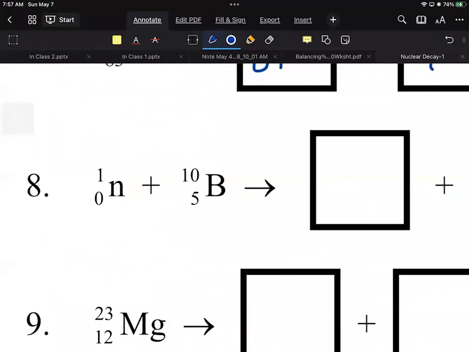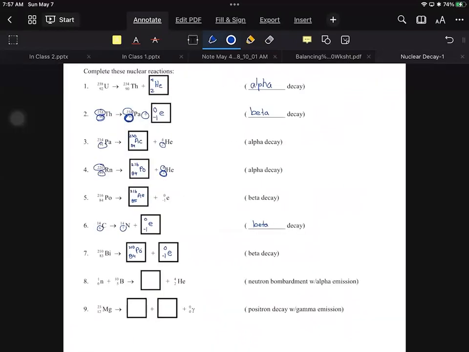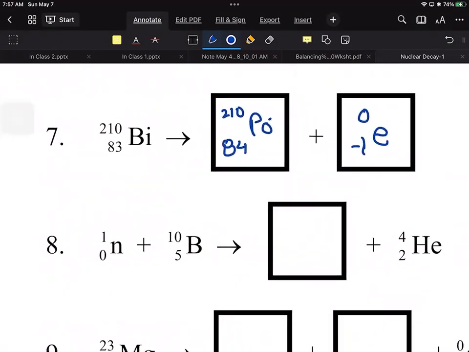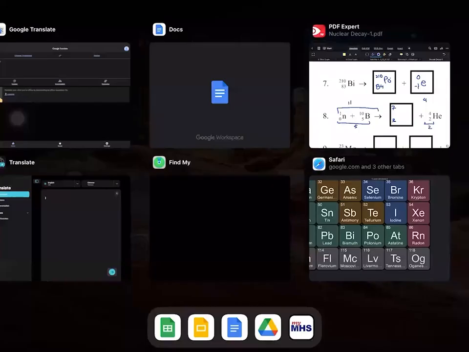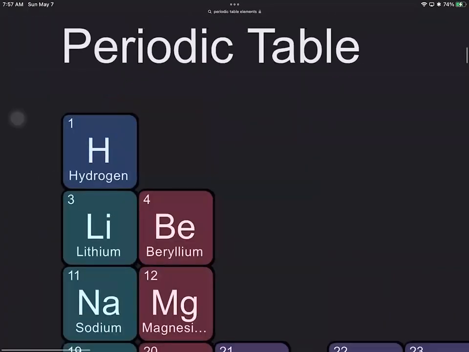All right, next one. This one says it's going to be neutron bombardment with alpha emission. How we do this one is we add everything on the reactant side. So this will be 11 on the top, and then this one will be 4. So what plus 4 equals 11? That's 7. For the bottom numbers, this will be 5. This one will just be 2. So what plus 2 equals 5? This will be 3. Something that has an atomic number of 3 will be lithium.